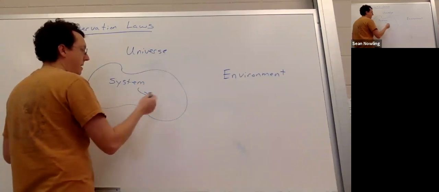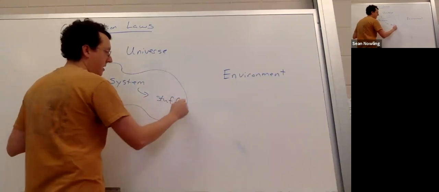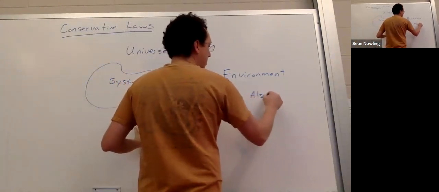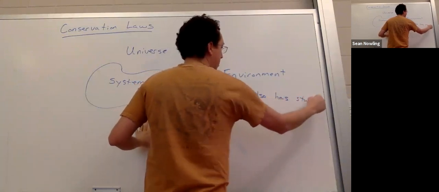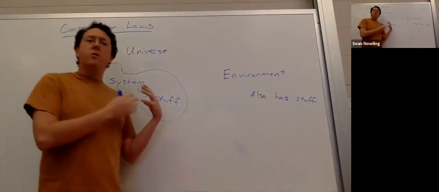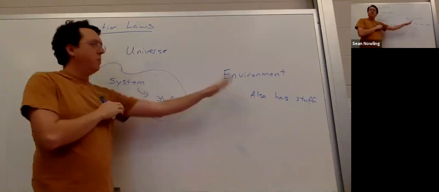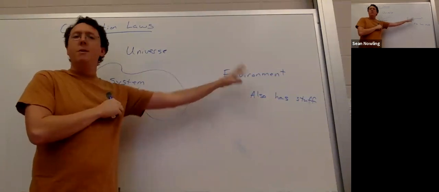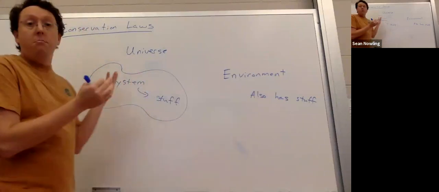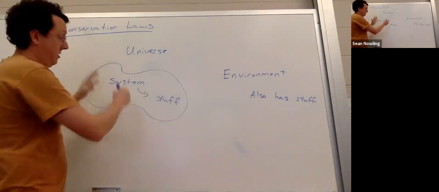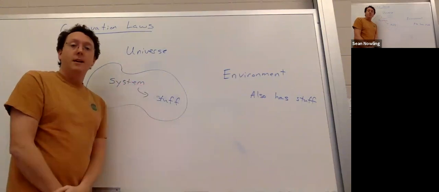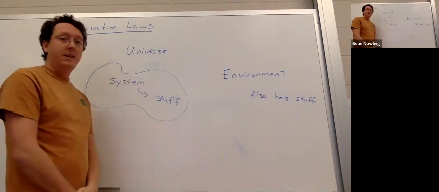The system has stuff in it, and the environment will have some stuff also. Okay? So both the system and the environment have stuff, but we are going to focus on the system. So we don't have to do all the bookkeeping to figure out how much stuff is in the environment. We just focus on the system. And so it could be a really boring problem where that's it. The system has stuff in it and stays the same forever. And then we would say stuff is conserved.